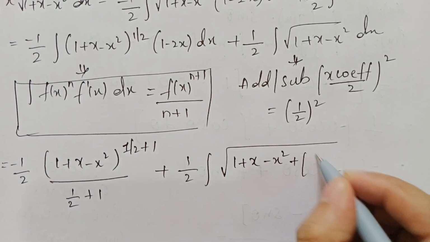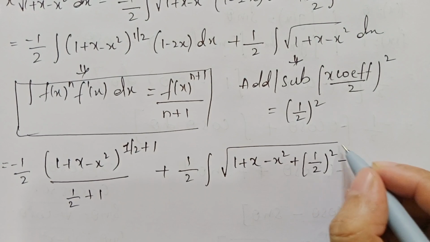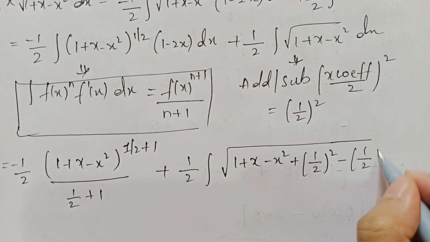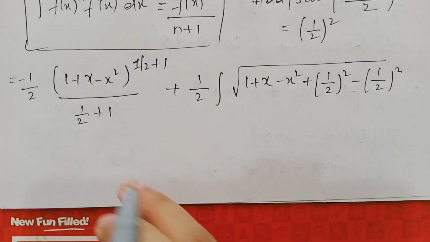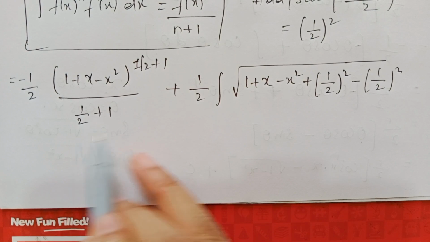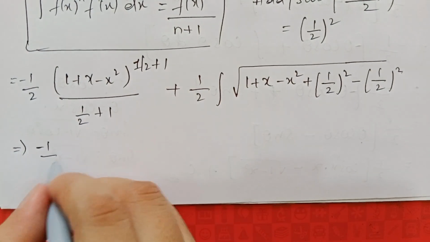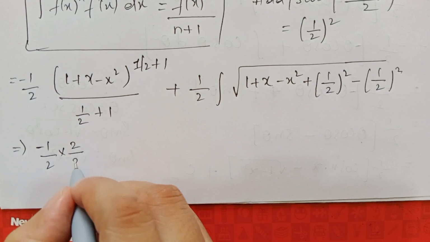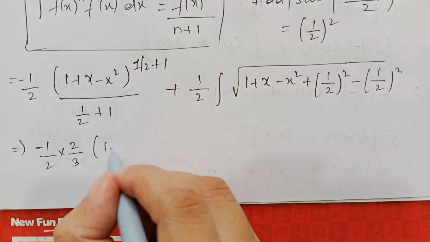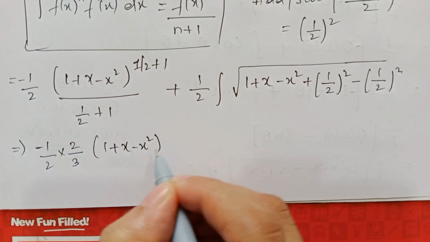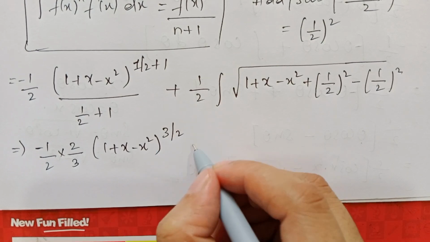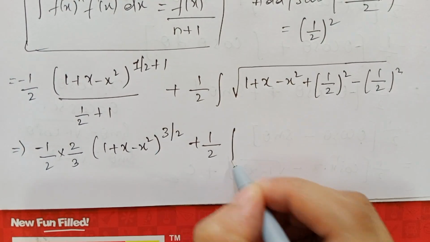So we should add 1 by 2 whole square and subtract 1 by 2 whole square. So this, if we add, it is 3 by 2. So we take the reciprocal, so it will become 2 by 3 into 1 plus x minus x square power 3 by 2, plus 1 by 2 integral.